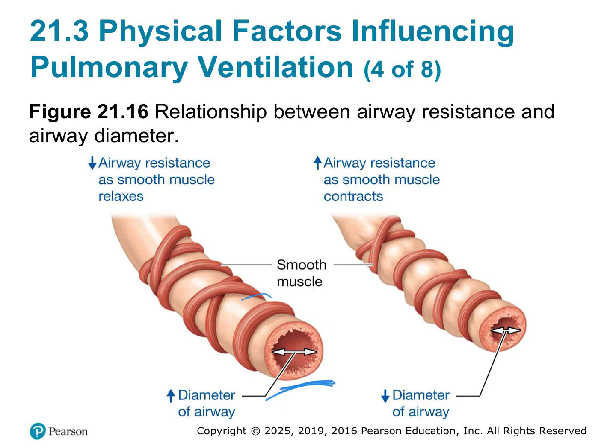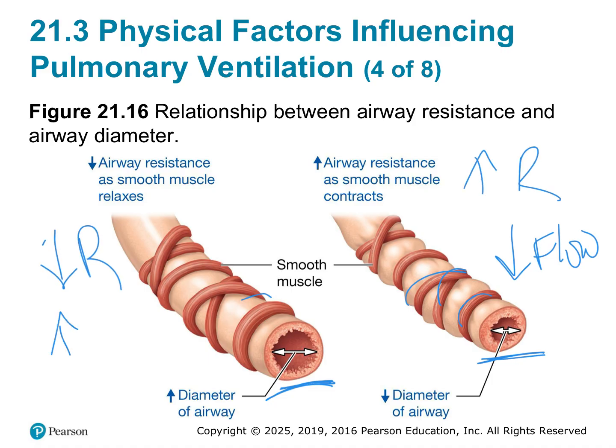That would be the bronchial dilation. Here it's smaller, smooth muscle is contracted. This is going to be our bronchial constriction. This will decrease flow because we have increased resistance. This will decrease resistance, which means we increase the flow of air.